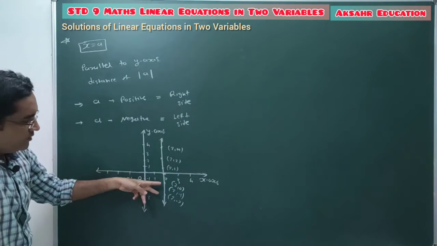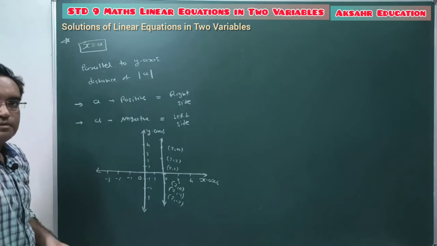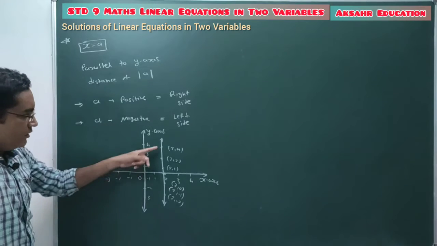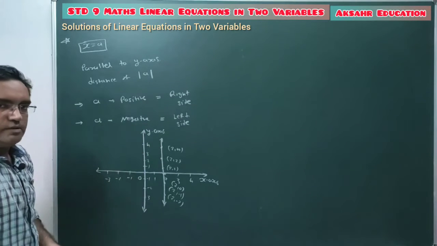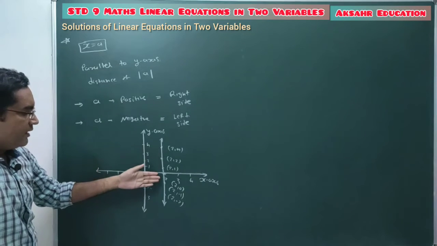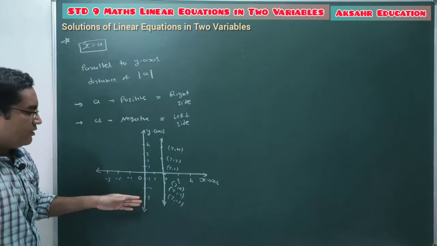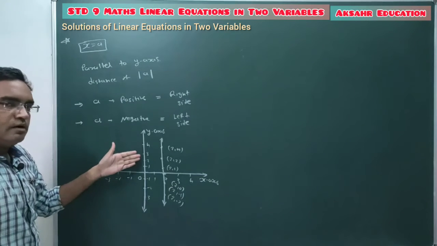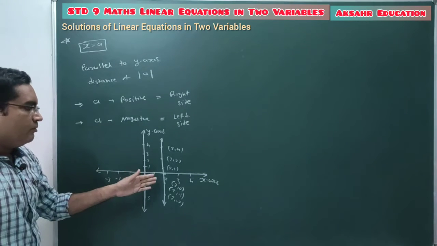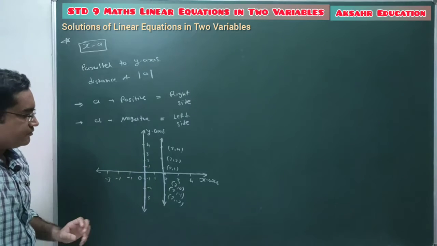This vertical line is nothing but the line parallel to y axis. Yes or no? Yes. This is one straight line. This straight line is parallel to y axis. So this line we can say is parallel to y axis. It is perpendicular to x axis. The line which is parallel to y axis will also be perpendicular to x axis.